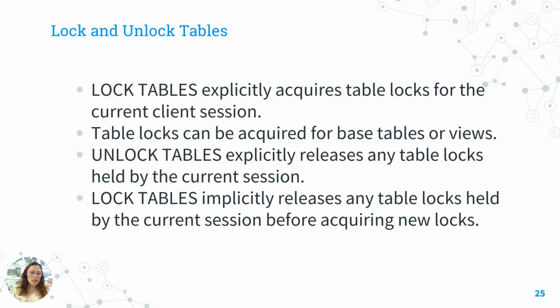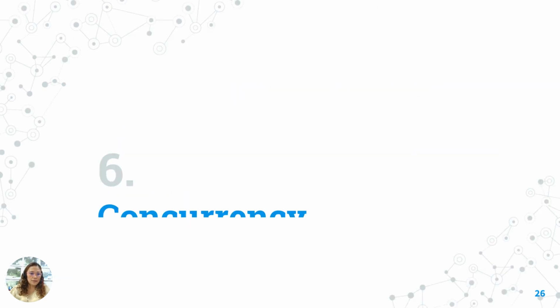By definition, when you say lock tables, it explicitly acquires table locks for a current client session, and table locks can be acquired for base tables or views. When you say unlocking of tables, it explicitly releases any table locks held by the current session, and lock tables implicitly releases any table locks held by the current session before acquiring new locks.